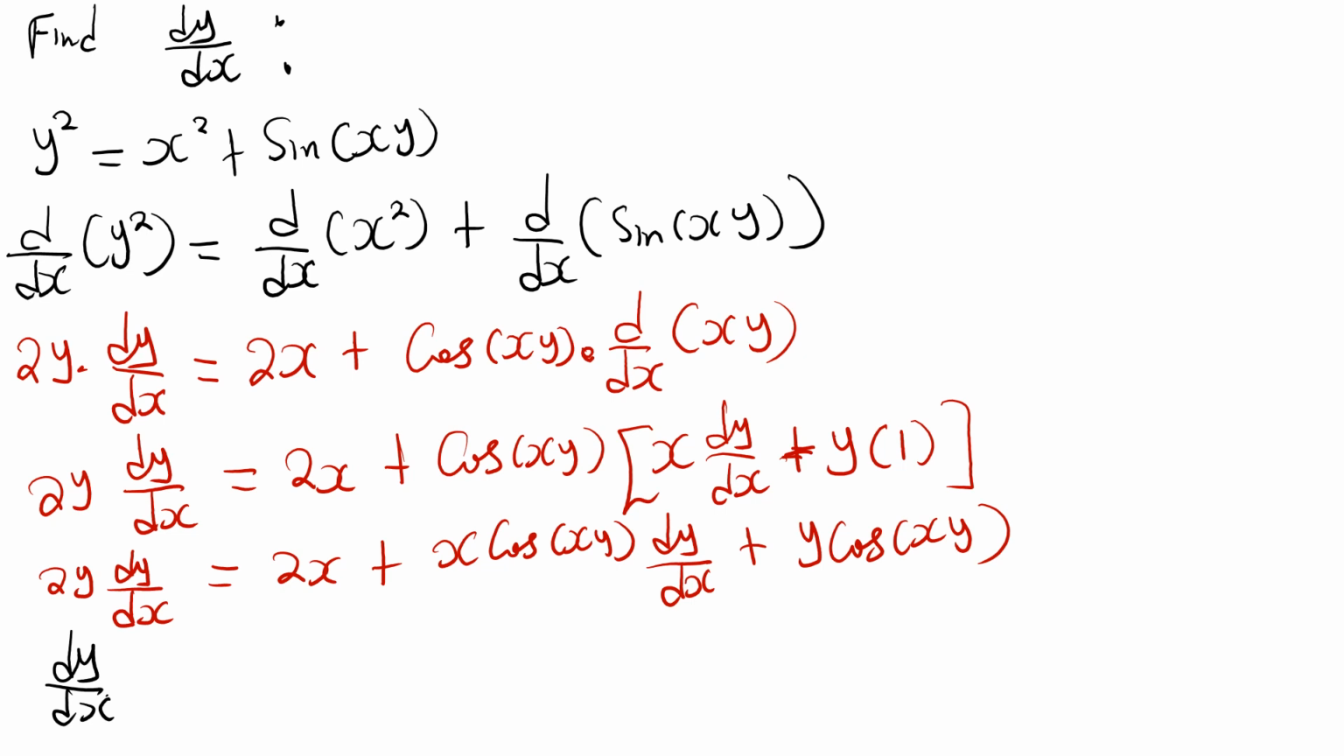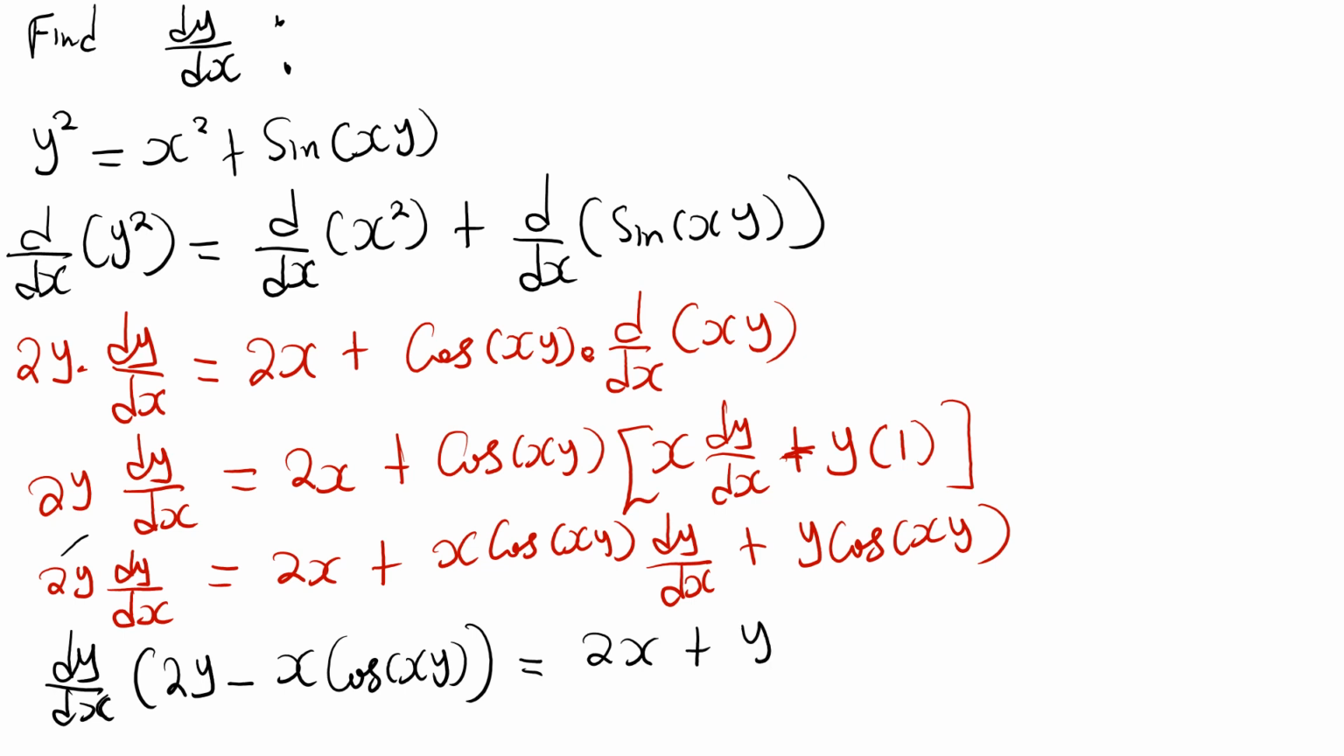So let's factor out dy over dx. If I factor out dy over dx, I'm going to get 2y, the one that I have here, and then we take this term to the left hand side, it will be minus x cos of xy. Don't forget we took dy over dx as a common factor. Then it is equal to 2x plus y cos xy.